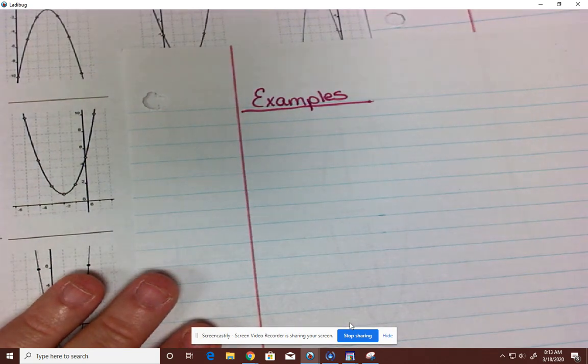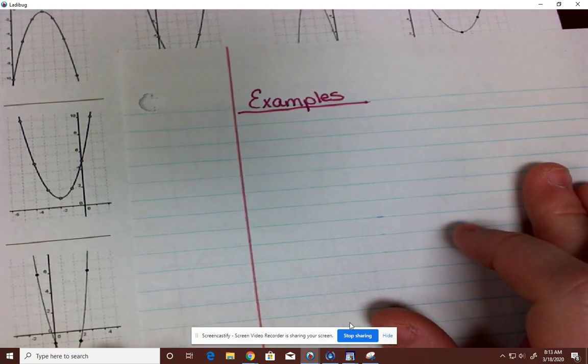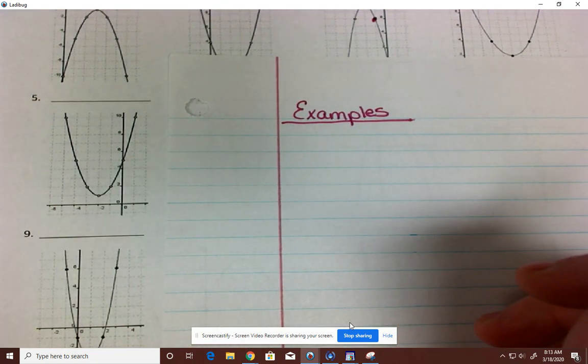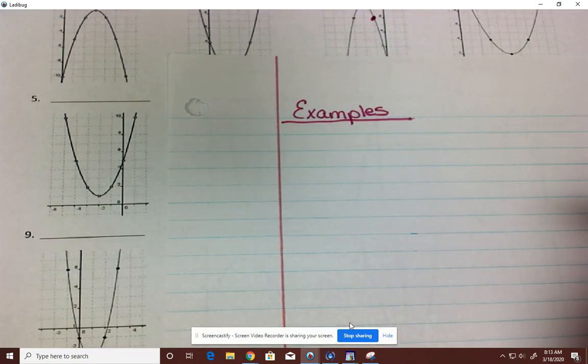Hey guys, alright, so now we're going to take a look at some examples. You may or may not want to copy these down because you don't have this graph, but that's up to you on how you want to do that, or if you just want to go back and watch as you work through your problems today.